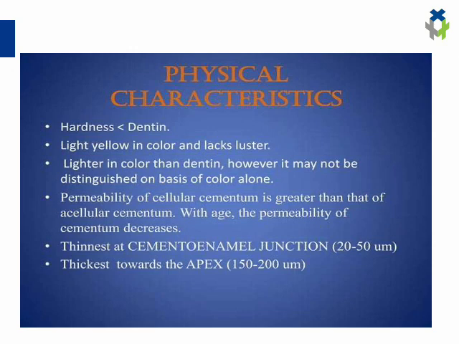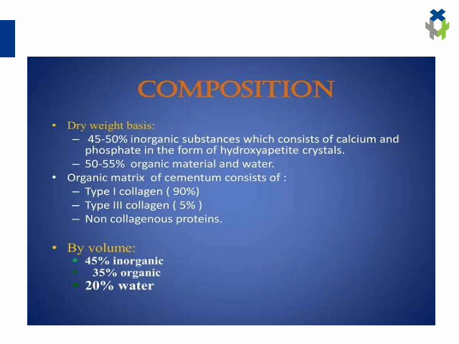Thickness at the cemento-enamel junction is 20 to 50 micrometers, and it is thickest towards the apex, that is 150 to 200 micrometers. Composition of cementum, on a dry weight basis: 45 to 50% inorganic substance which consists of calcium and phosphate in the form of hydroxyapatite crystals, and 50 to 55% organic material and water.